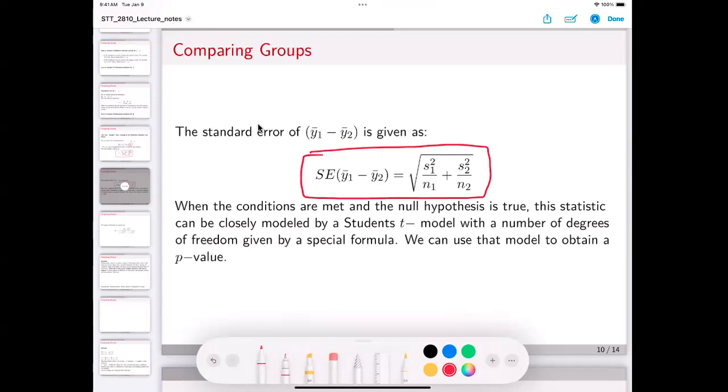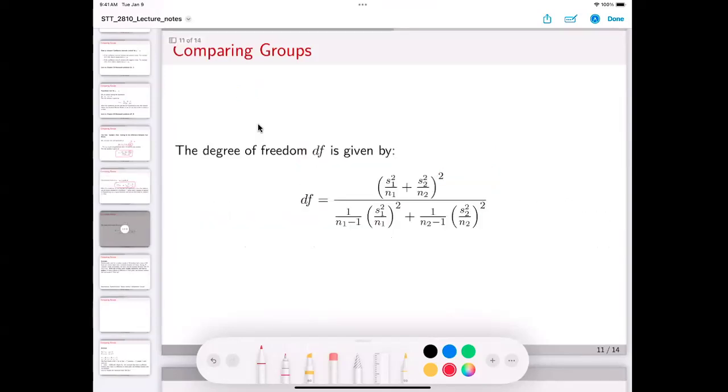Unlike when we had the one sample mean where the degree of freedom was just n minus 1, when we have two means, the degree of freedom is a bit complicated, and the degree of freedom is given by this formula here.